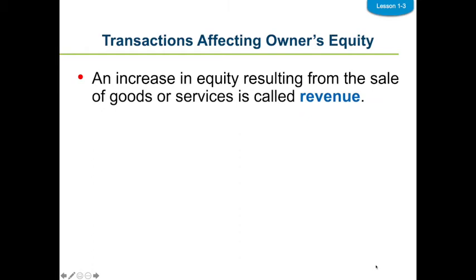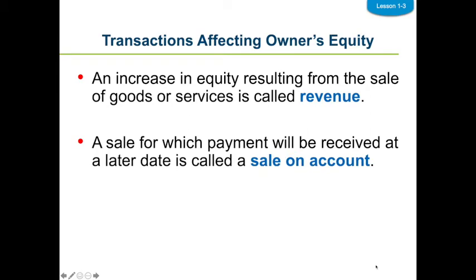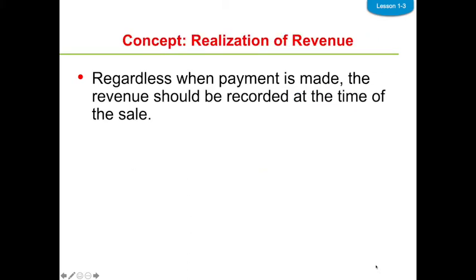Transactions affecting owner's equity. An increase in the equity resulting from a sale of goods or services is called a revenue. We just took a look at one of the transactions that dealt with that. A sale for which payment will be received at a later date is called a sale on account. Regardless, when payment is made, the revenue should be recorded at the time of the sale. This is our concept or our rule, realization of revenue.